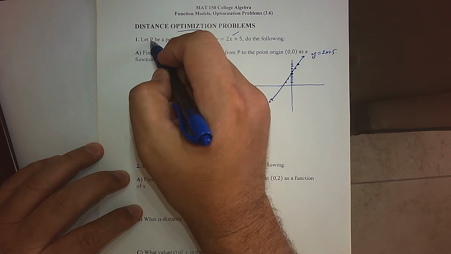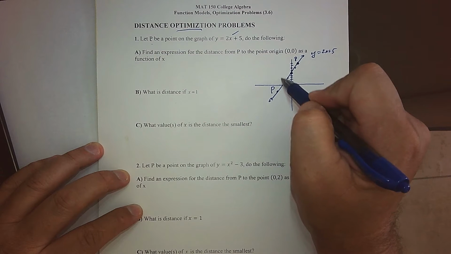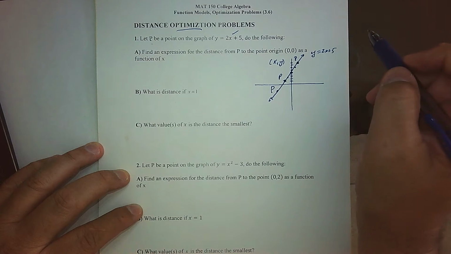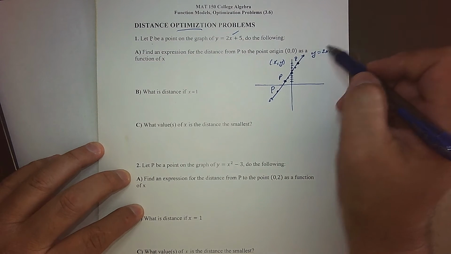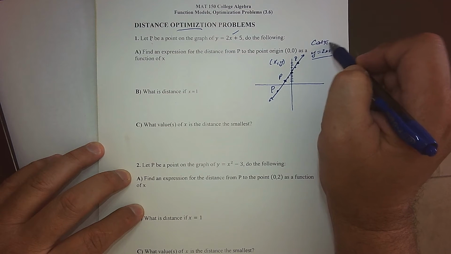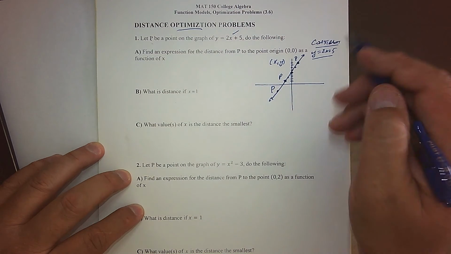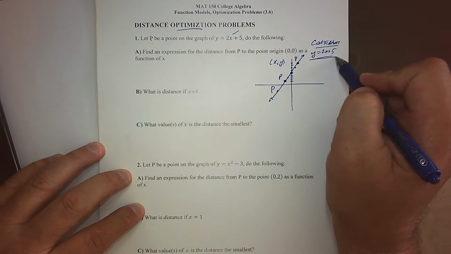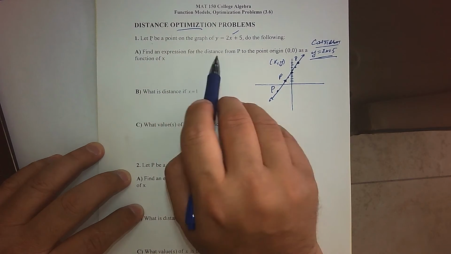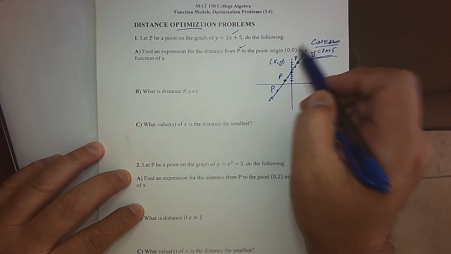So P is a point on that line. Maybe P is here, maybe P is here, maybe P is there, but it's just some ordered pair that lies on the line y equals 2x plus 5. In terms of our language, this is essentially our constraint. There's a bunch of other points in the xy plane, but we're only considering the ones that are on this line. So there's that picture. And what they want us to do is find an expression for the distance from any point on this line to the origin (0, 0).